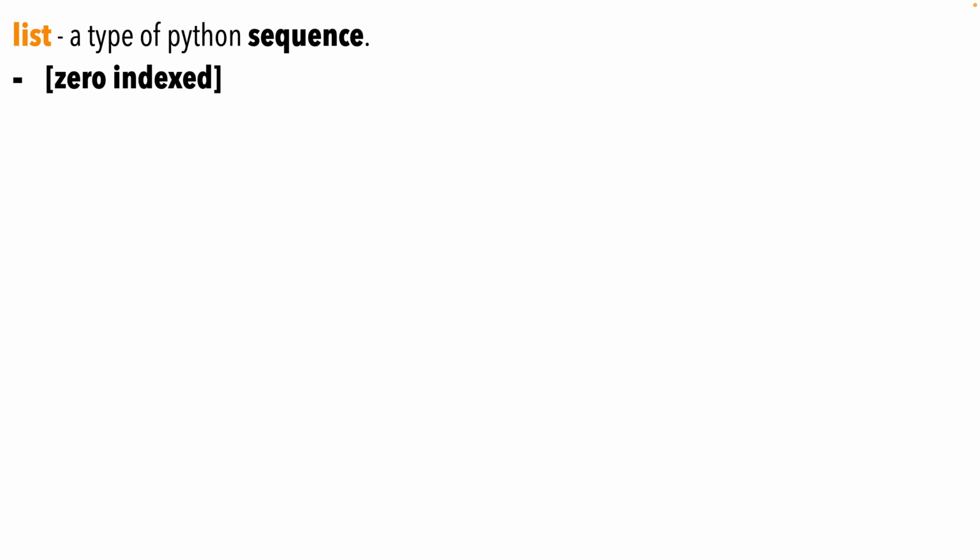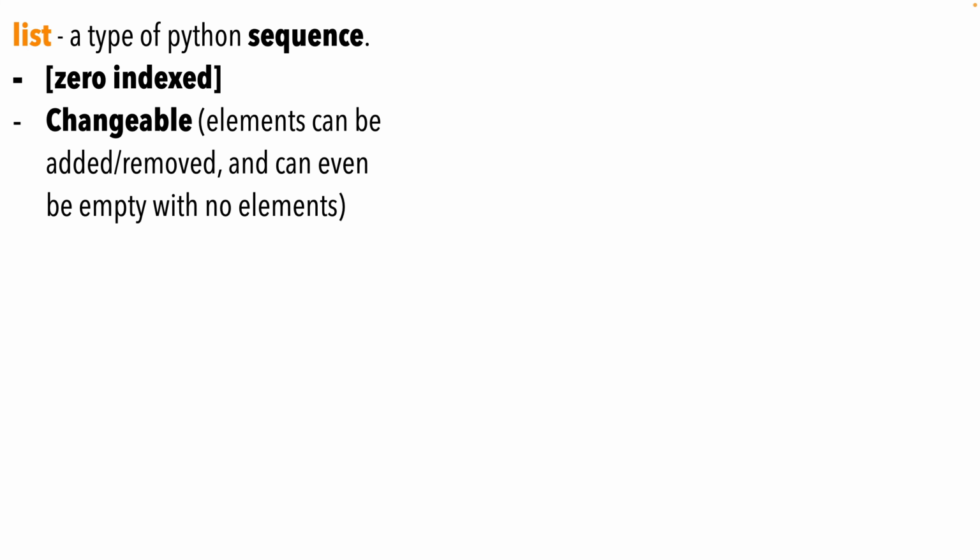But there are some things that are special about lists versus other sequences in Python. For example, lists are changeable. We can add or remove elements in a list, and it's even possible to have a list that's empty with 0 elements. And we can also have lists that allow duplicate elements. Not all sequences do that.